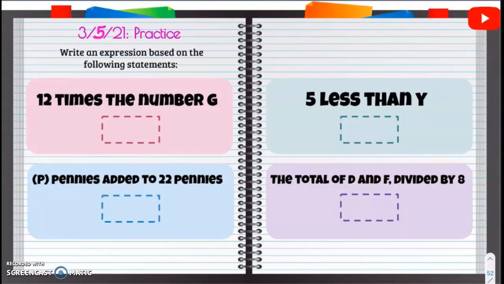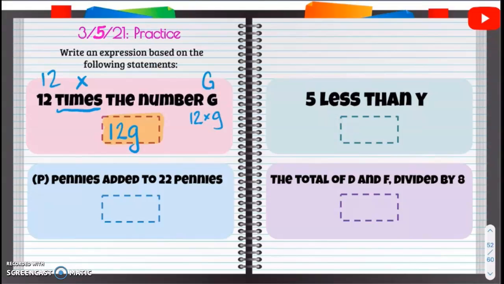All right, so our practice, we're going to write an expression based on our following statements. So the first one, 12 times the number g. So we have 12 times, that literally means times, the number g. So we're going to have 12 times, we don't know what g is, but we're going to have 12 times g, or you can just put 12g. That's fine, that also means 12 times g. Perfect. But a lot of times you'll see 12g. That means 12 times g.